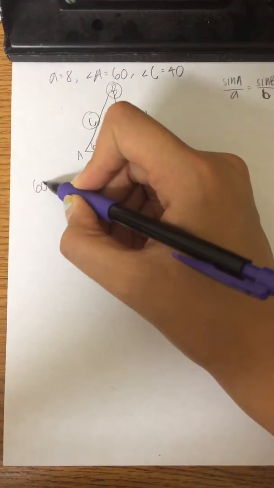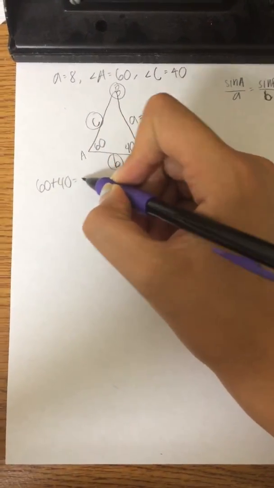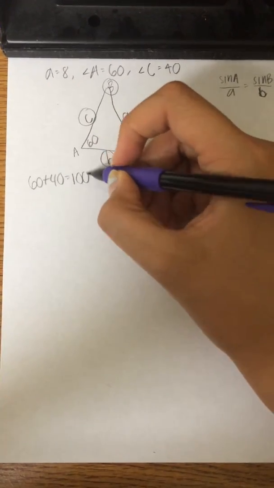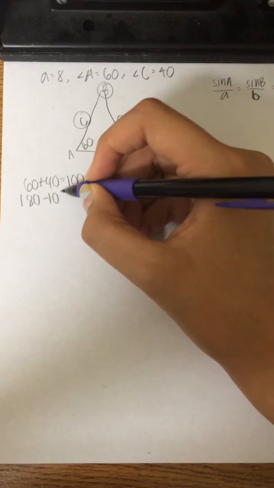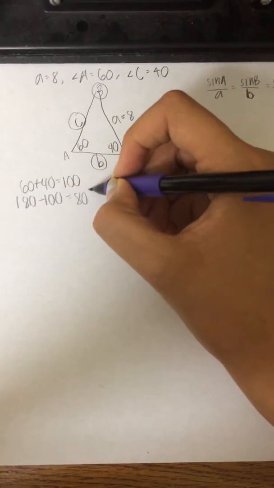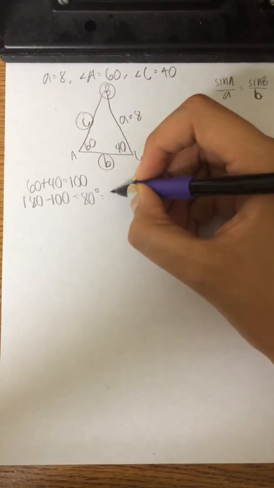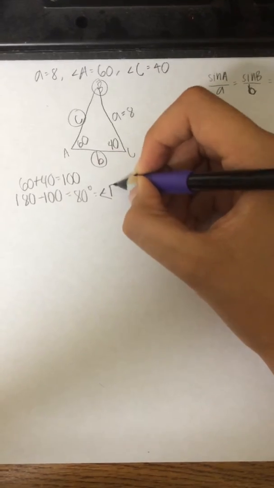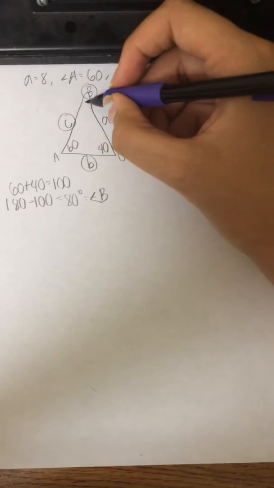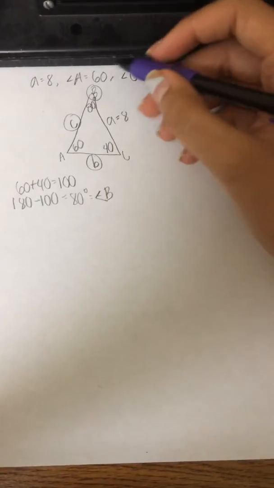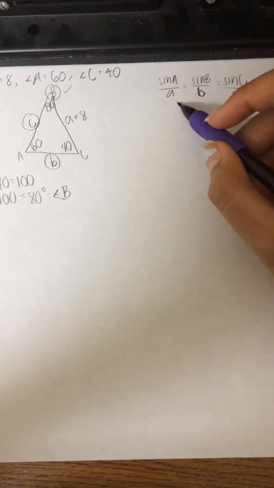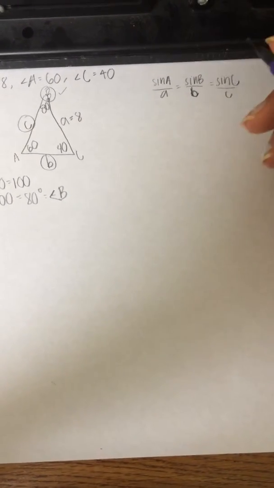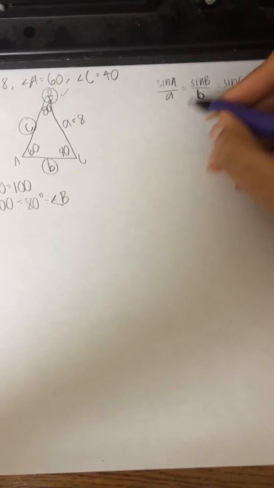So I add up my angles: 60 plus 40 equals 100. Now I do 180 minus 100, which equals 80 degrees, and this is my angle B. So 80 degrees is my angle B. Now I go back to my law of sines, and I can start plugging in numbers to figure out my other missing values.